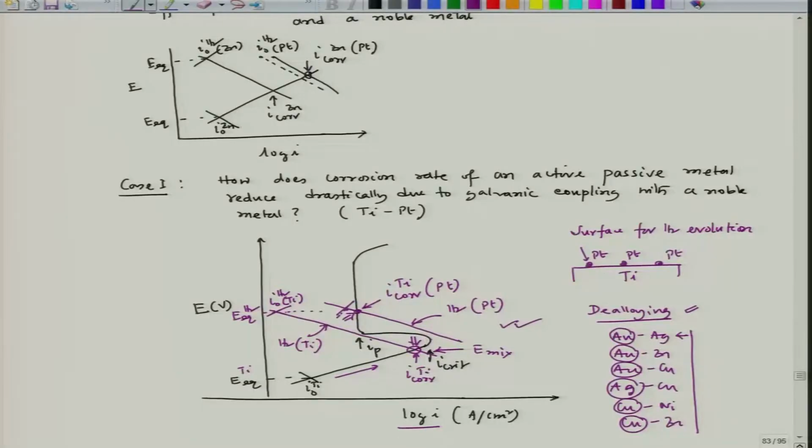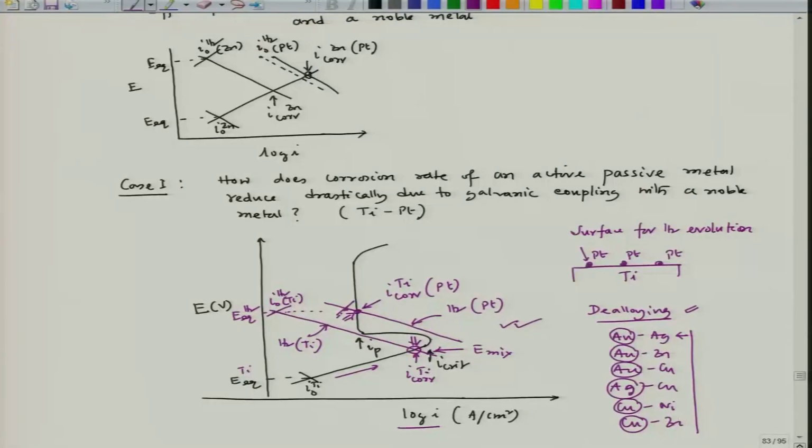So, this is one such phenomenon, but there could be a situation that even if it is an active passive metal, still because of the noble metal galvanic coupling, there could be an increase in corrosion rate, even after having this active passive transition in that particular metal. So, let us see the second incident. In case of the second incident, we can have an example of an iron platinum alloy.